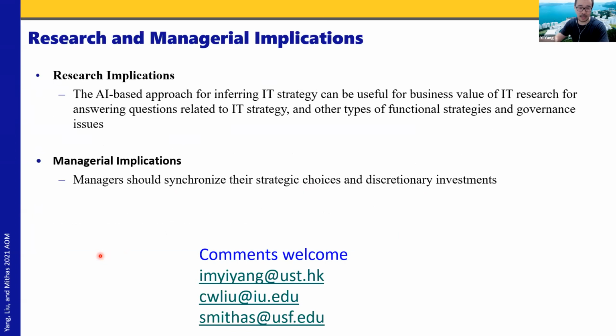As for the research and managerial implications, for the research implication, we show how we can adopt the latest state-of-the-art AI method for learning measures that are difficult to get in research. This approach can be generalized to other variables, such as the functional strategies and governance issues. For the managerial implications, managers should synchronize their strategic choices and their discretionary investment. That's pretty much all I have for the presentation. Any questions?